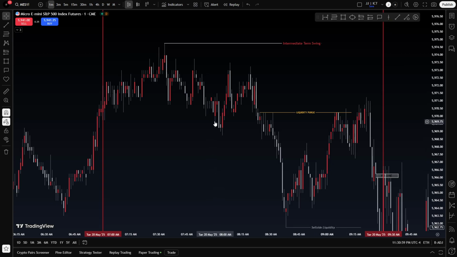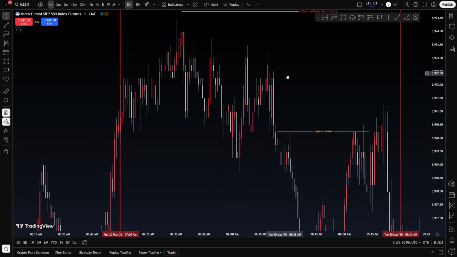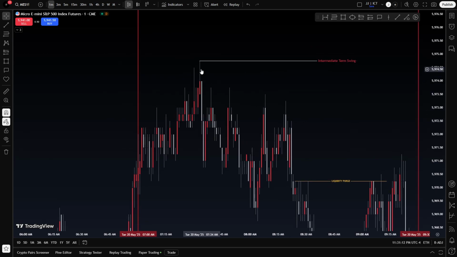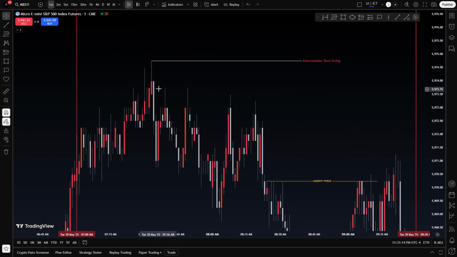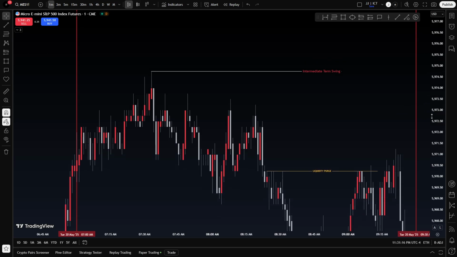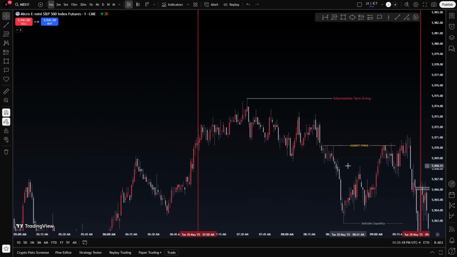If you go from 8 o'clock, which is right here, and go back 30 minutes, we can see that we have relative equal highs up here. We have relative equal highs right here, up here. But what do we overall have? We have this intermediate term swing. And what is it right next to? These relative equal highs. So you can clearly see that price may not want to go all the way up there. You know what I'm saying? It may not want to go all the way up there.